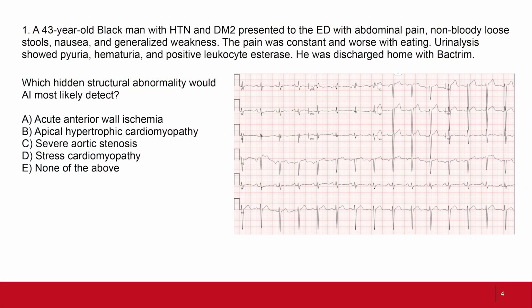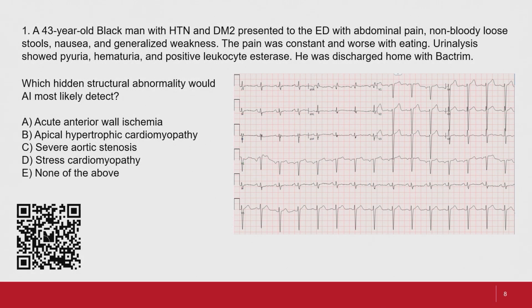I would probably, maybe some Cornell criteria for LVH based on the R in aVL and S in V3. Yeah. Maybe barely 28 millimeters. So I wonder if it could be LVH with AS. With underlying AS? With a 43-year-old? I know, yeah, but never mind, yeah, 43. Same with stress cardiomyopathy. Going to be kind of rare.